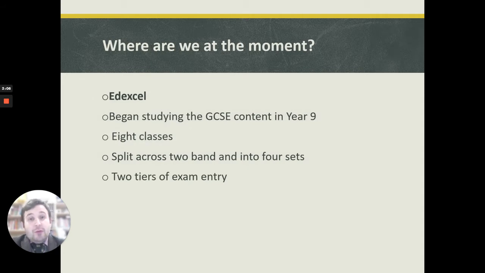So where are we at the moment? Well, we study GCSE maths through the Edexcel exam board. Our students began GCSE in Year 9, so have already covered a lot of the content. There are 8 classes split across 2 bands and into 4 sets. And as I've already mentioned, the 2 tiers of entry.